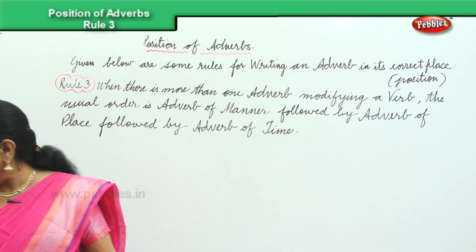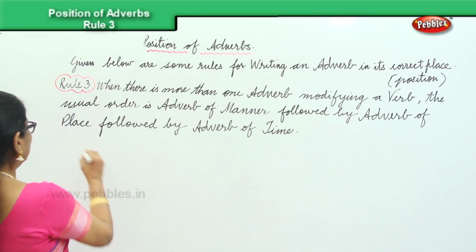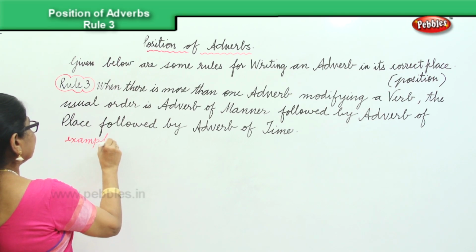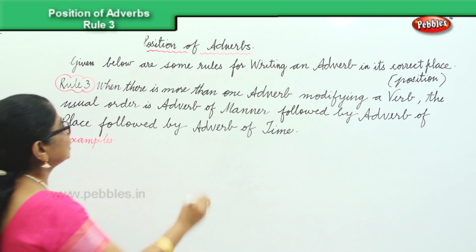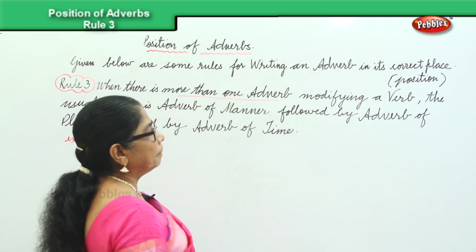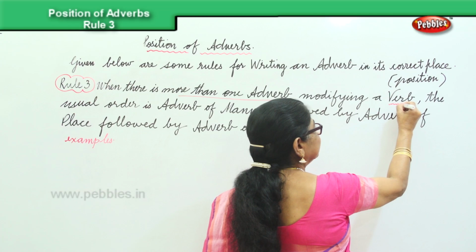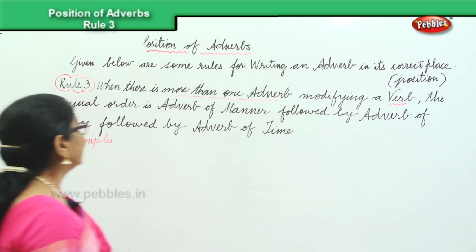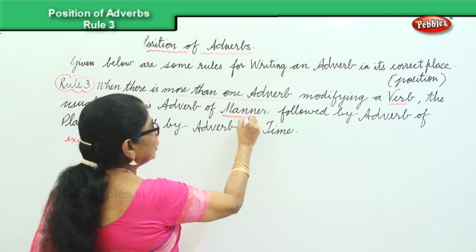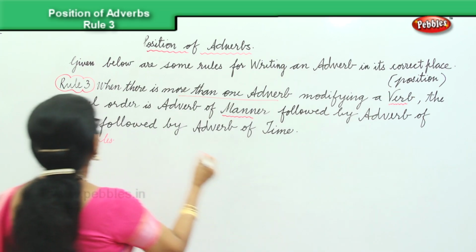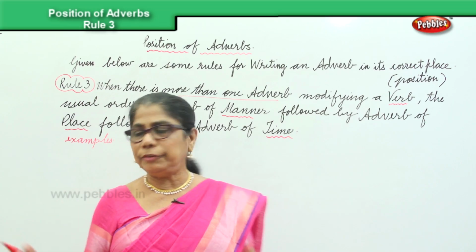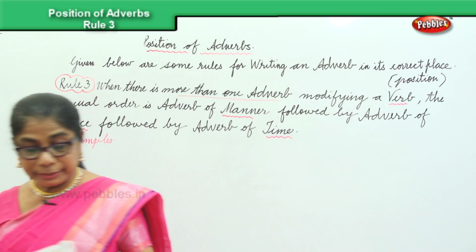Now we do some examples for us to understand the rule. So when there is more than one adverb modifying a verb, the order followed is first adverb of manner, followed by adverb of place, followed by adverb of time. That's the order we follow. Okay, now let's look at it.